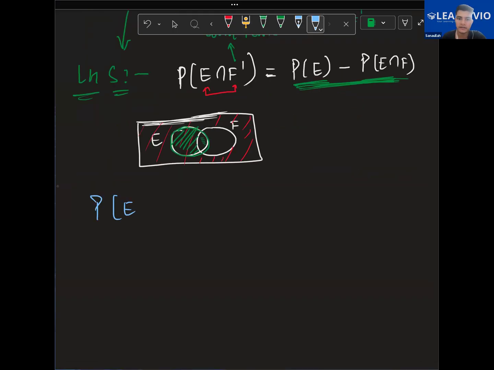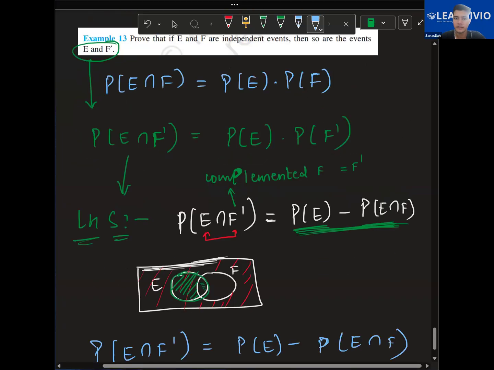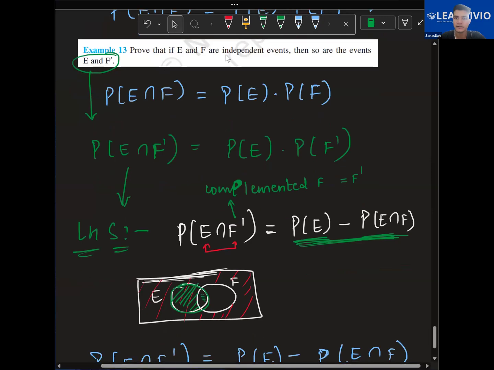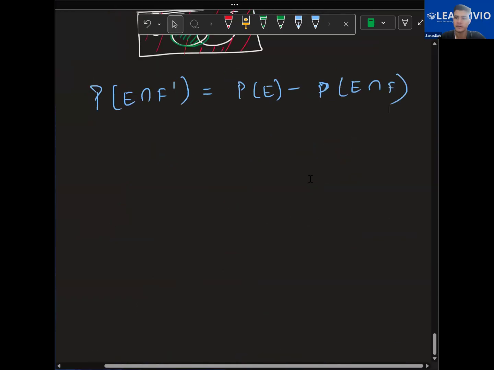Probability of E intersection F dash. I can write this as probability of E minus probability of E intersection F. And what is E intersection F given to us? As per the condition given in the question, E and F are independent events. So I can write this intersection as PE dot PF.